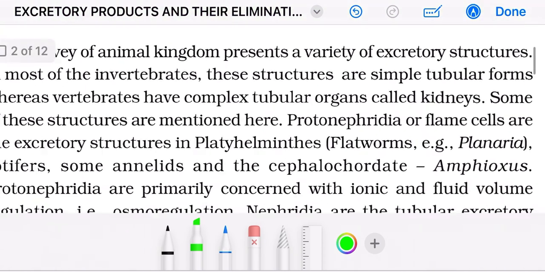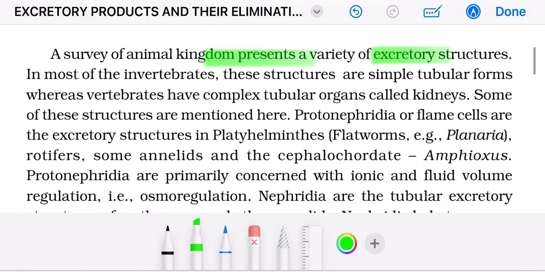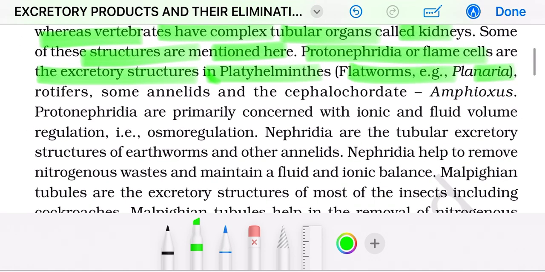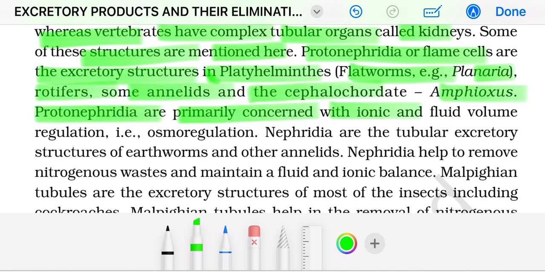A survey of the animal kingdom presents a variety of excretory structures. In most of the invertebrates these structures are simple tubular forms, whereas vertebrates have complex tubular organs called kidneys. Protonephridia or flame cells are excretory structures in platyhelminthes, flatworms, planaria, rotifers, some annelids and the cephalochordate amphioxus. Protonephridia are primarily concerned with ionic and fluid volume regulation, that is osmoregulation.